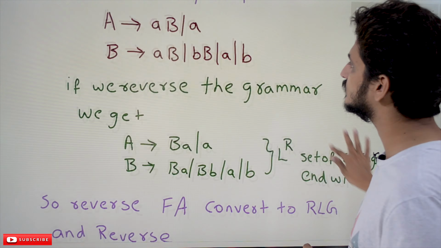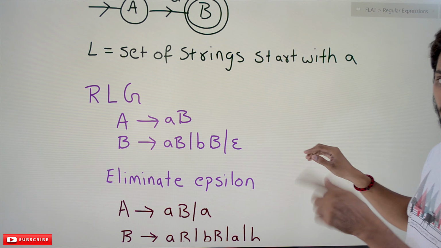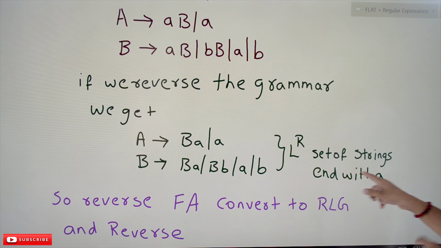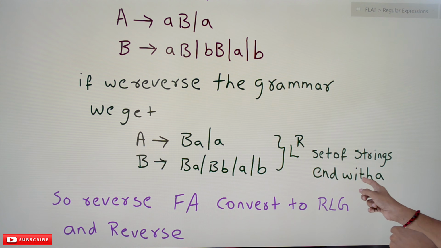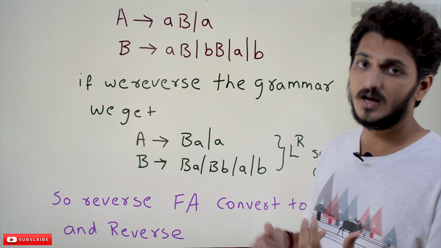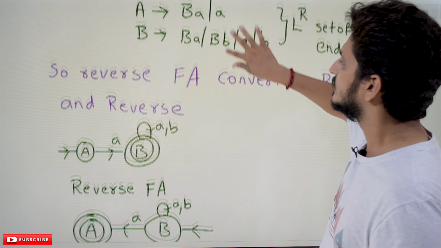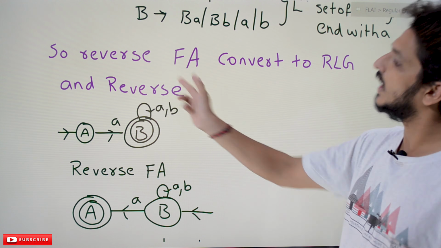So what's our language here? The set of strings that start with A. If you reverse this language, what do we get? The set of strings that end with A. So this is the left linear grammar for the set of strings that end with A. So how do we get the left linear grammar for the set of strings starting with A? What we do here is reverse the finite automata, convert to RLG, and reverse.